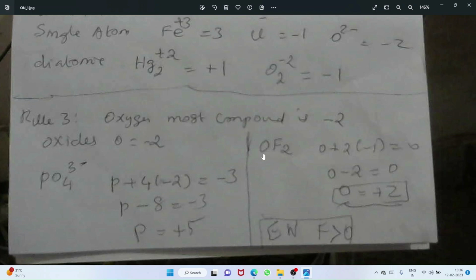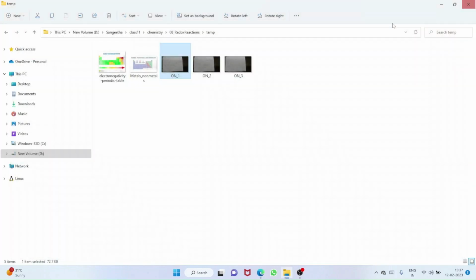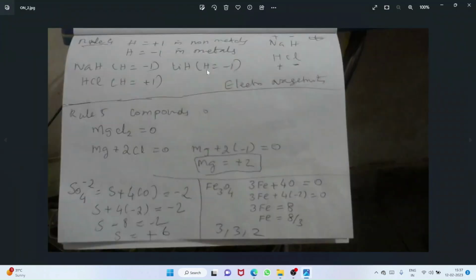But in this compound OF2, oxygen will have positive 2, because fluorine is more electronegative than oxygen. So we have to use the oxidation number of fluorine here, that is negative 1. So 2 into minus 1, plus oxygen equal to 0. Oxygen equal to positive 2. So here oxygen is positive 2, whereas elsewhere we are using negative 2. Okay. Now we will show you the other rules.